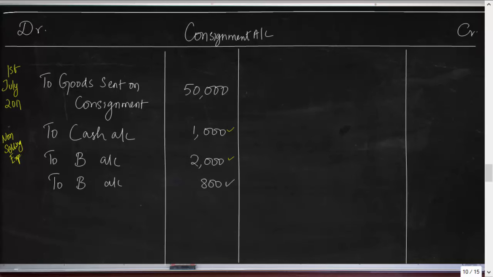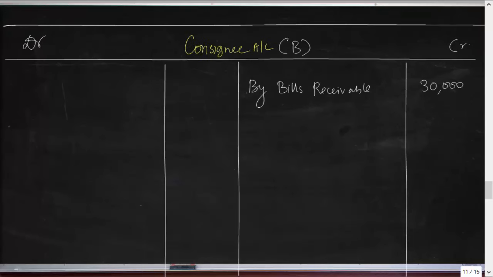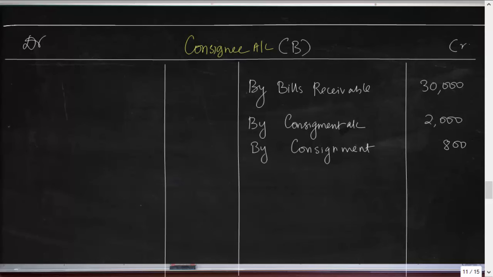Now there are two credits to B account. It means we should recognize this credit in B account. So let's go to consignee account, B account. On the credit, we'll say by consignment, because it is coming from consignment account, right? By consignment account, one is 2000 and the other one is by consignment, the other one is 800. Fine.